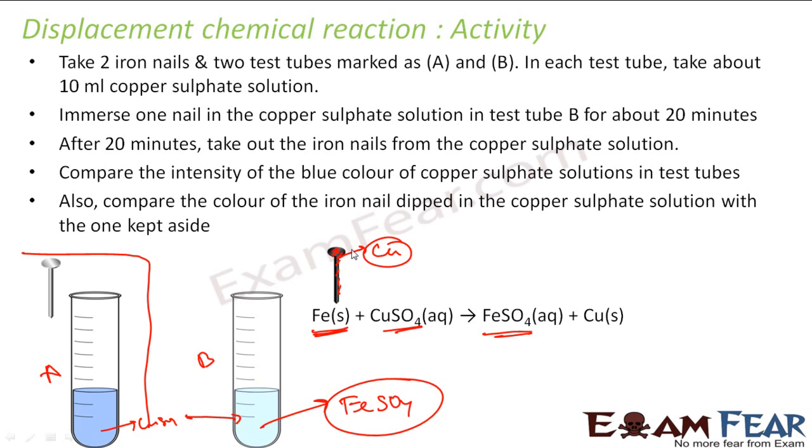This should not be black. There are some issues with the animation. The nail should be a little copperish color, and the solution becomes a lighter color because FeSO4 is lighter and CuSO4 is darker. So that's how it happened. This CuSO4 became FeSO4, and this iron got a layer of copper.